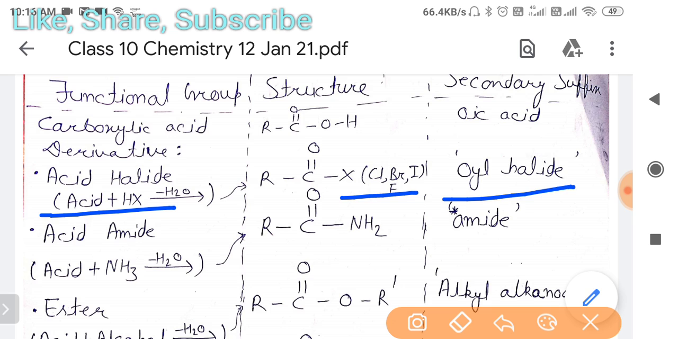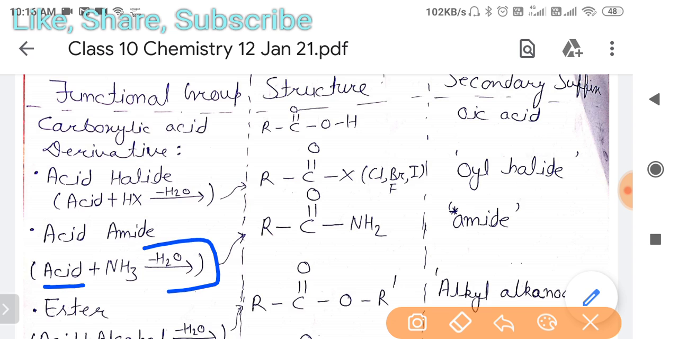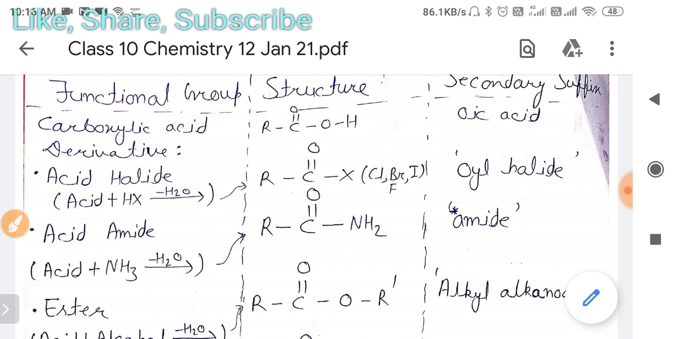When we react this acid with any hydrogen halide, HX, where X is Cl, Br, anything, we have to remove one H2O from it, and this will be made here. Then the acid amide is represented by NH2. When we combine this with NH3, ammonia, we have to remove one water, and RCONH2 is formed here, and it is known as the amide group.